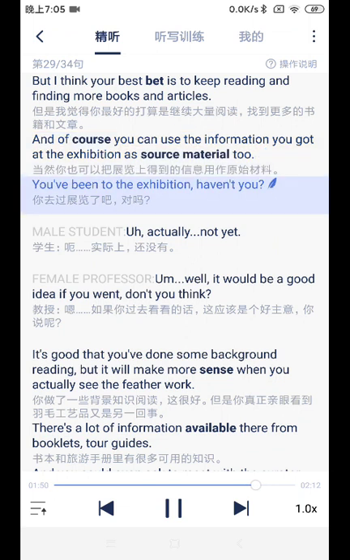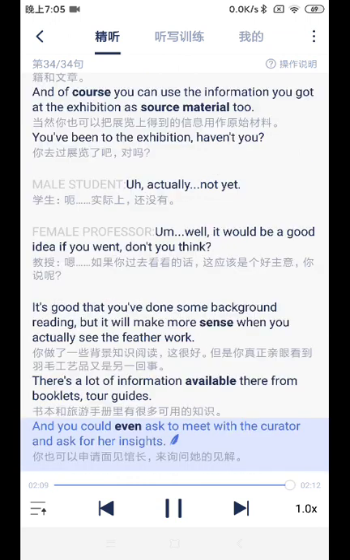You have been to the exhibition, haven't you? Actually, not yet. Well, it would be a good idea if you went, don't you think? It's good that you've done some background reading, but it will make more sense when you actually see the featherwork. There's a lot of information available there from booklets, tour guides, and you could even ask to meet with a curator and ask for her insights.